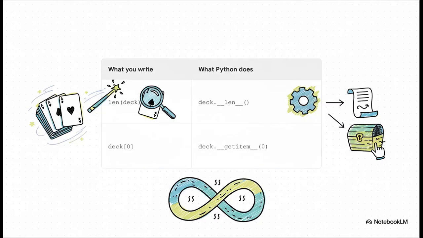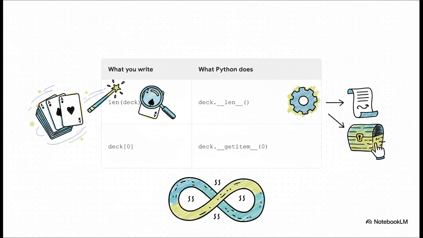Okay, this right here, this is the magic trick explained. When you write len(deck), the Python interpreter sees that, and behind the scenes, it translates your code into a direct call to that __len__ method on your object. The same thing happens with deck[0]. That becomes a call to deck.__getitem__(0).